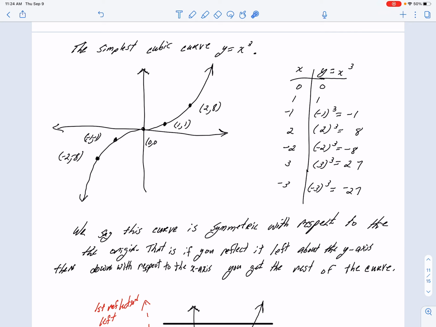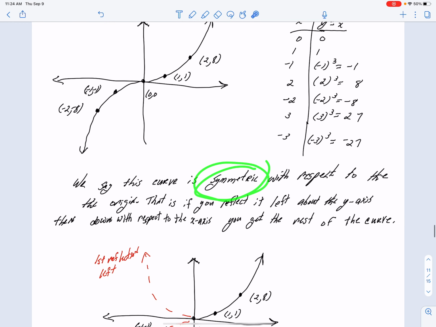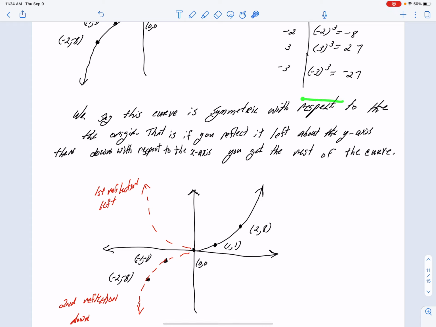Now, if you'll notice, every point I have up here, I have this corresponding point down here across the origin. Same distance away. If I have the point (2, 8), if I go through the origin, same distance, I have this other point (-2, -8). That kind of symmetry we call symmetric with respect to the origin. Get it?